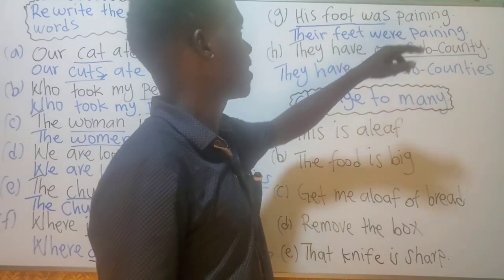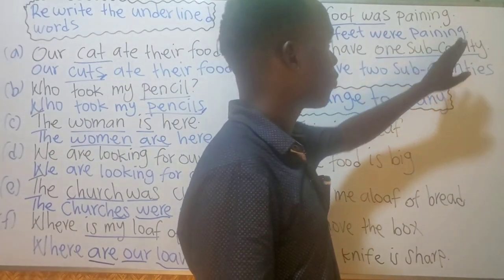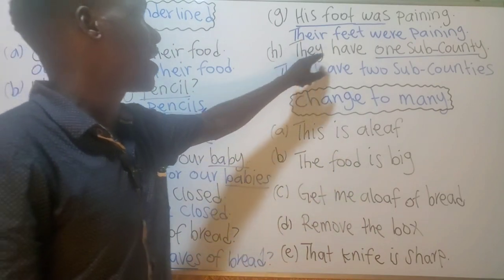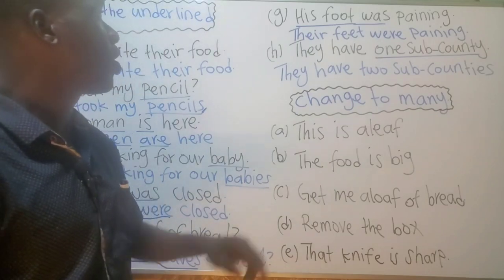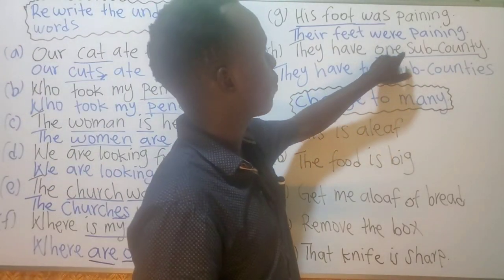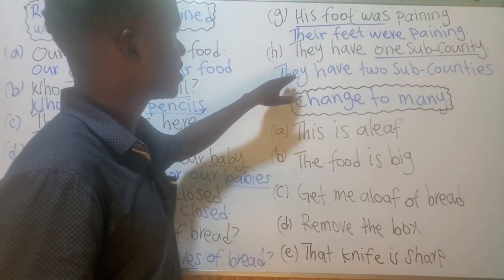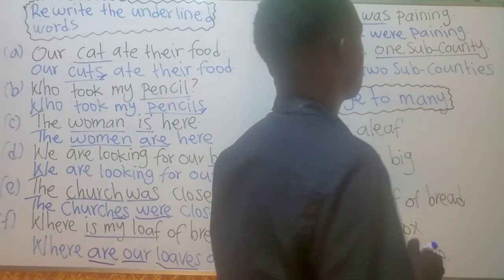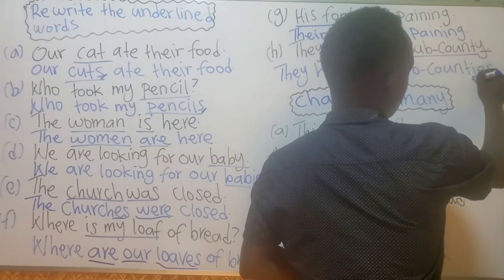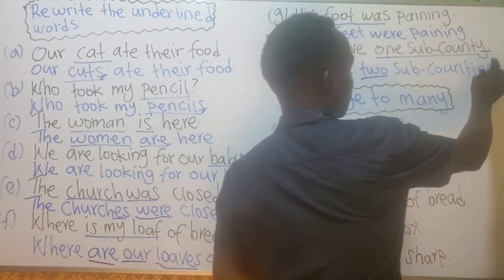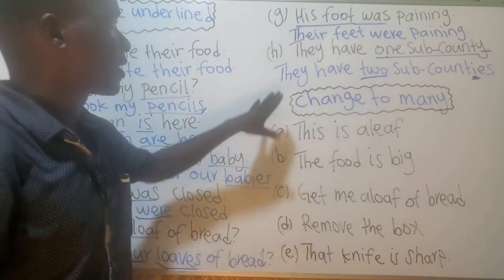were paining. And then they have one sub-county. Okay? They have one sub-county. In plural, the underlined word is one sub-county. Okay? Which is singular. So in plural, it is they have two sub-counties. One will become two, and then sub-county, y will go away, replaced with i. Okay, and then you add es.